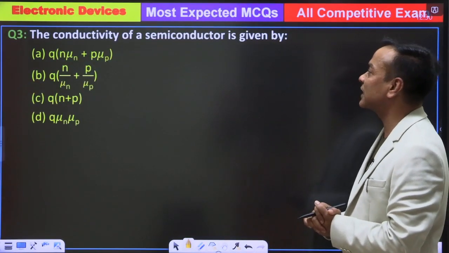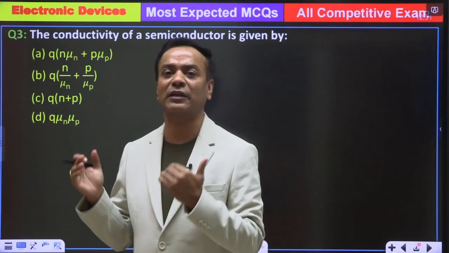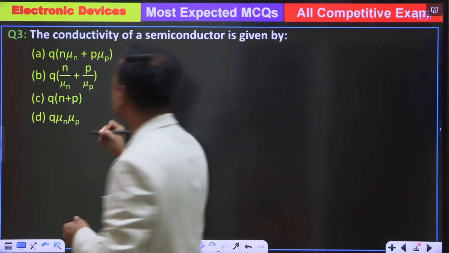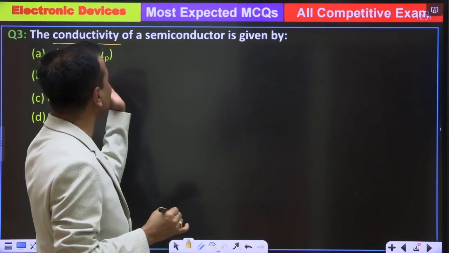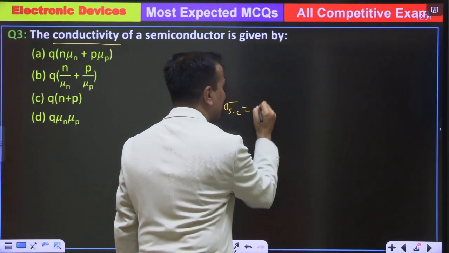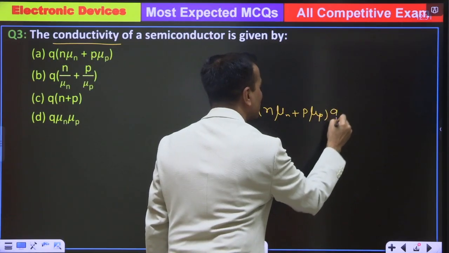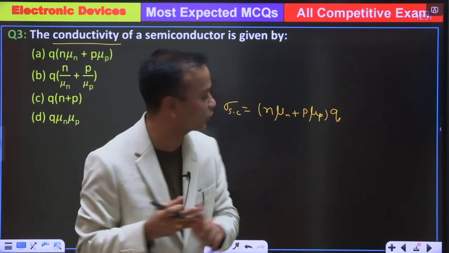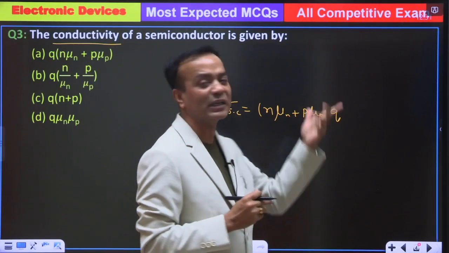the conductivity of a semiconductor is given by. This is a very important characteristic for the semiconductor, one of the electrical properties of the semiconductor. So conductivity is very important here. You must remember this formula and note it down in your notebook. The conductivity of the semiconductor is given as (n mu n plus p mu p) into q, where n is the concentration of electrons, p is the concentration of holes, mu n is the mobility of electrons, mu p is the mobility of the holes, and q is the electronic charge.